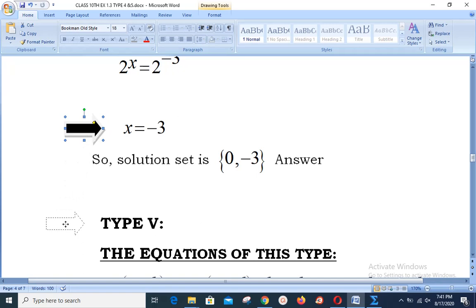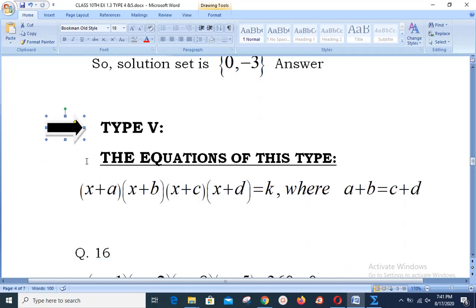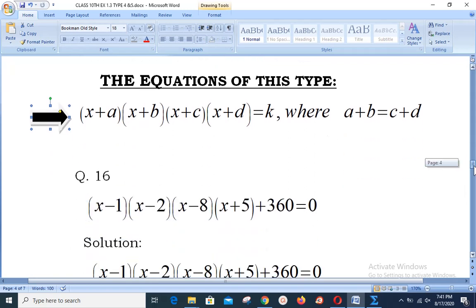Hope you all understanding. It says that equation of this type is of the following form. What is the form? It is (x + a)(x + b)(x + c)(x + d) = k. Here condition is that a + b = c + d, and all a, b, c, d and k are real numbers. We select question of this type, question number 16.